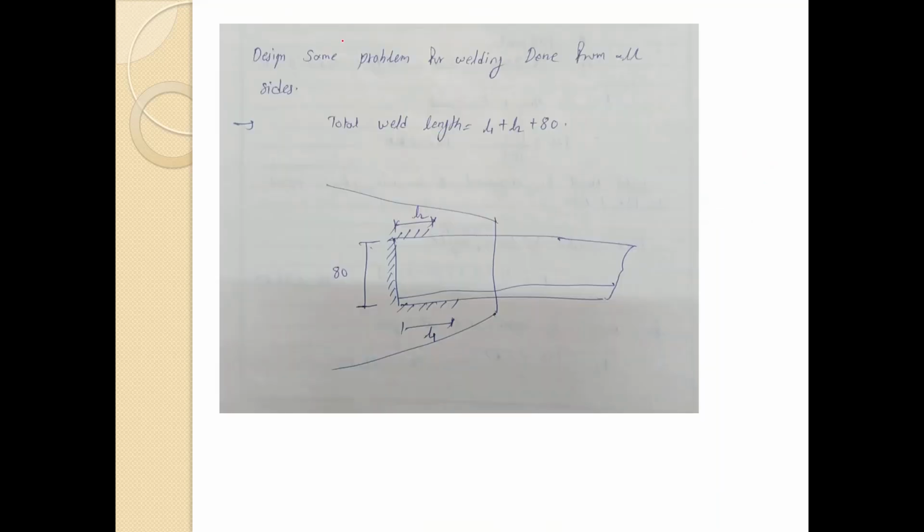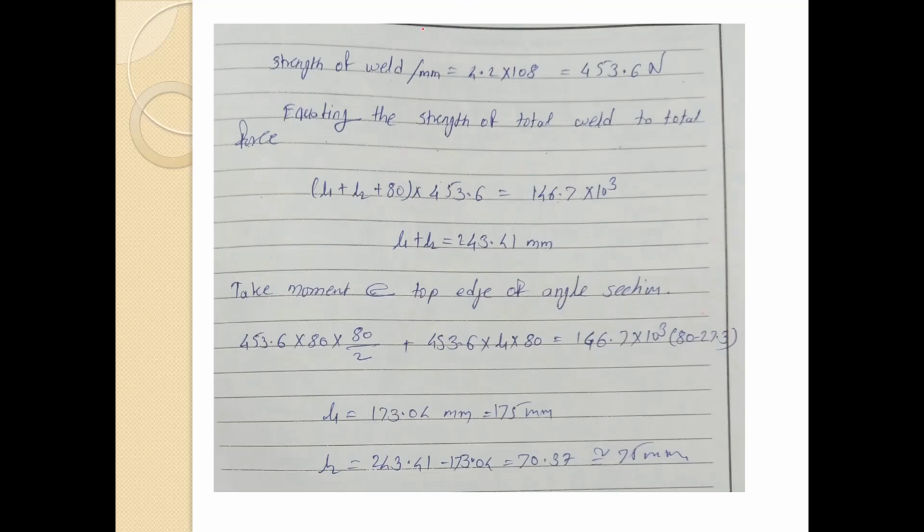Now next problem, that is, design the same problem with welding done from all sides. So in the last one we have done welding with this L2 and L1. So now we are doing it from all the sides. So the total length of the weld is L1 plus L2 plus 80. So this 80 remains constant. So the strength of the weld per mm, that is, we are having the throat thickness over here into strength, that is 108. So that becomes 453 Newton.